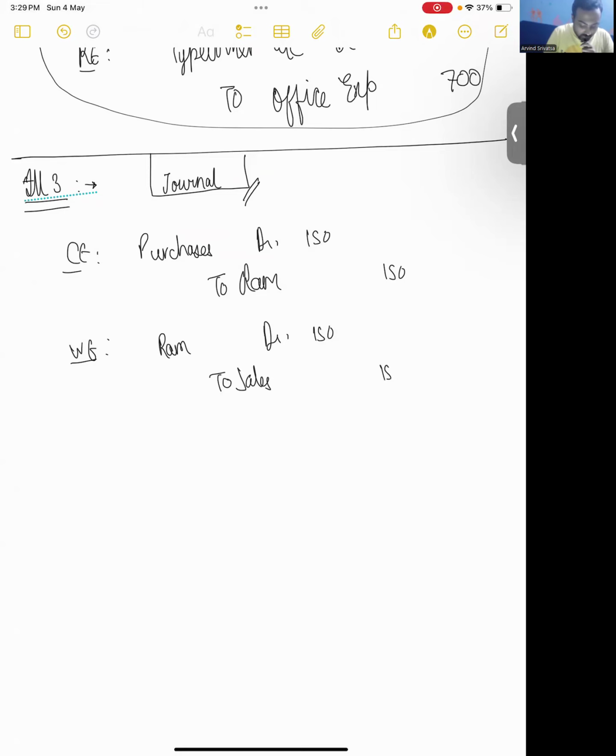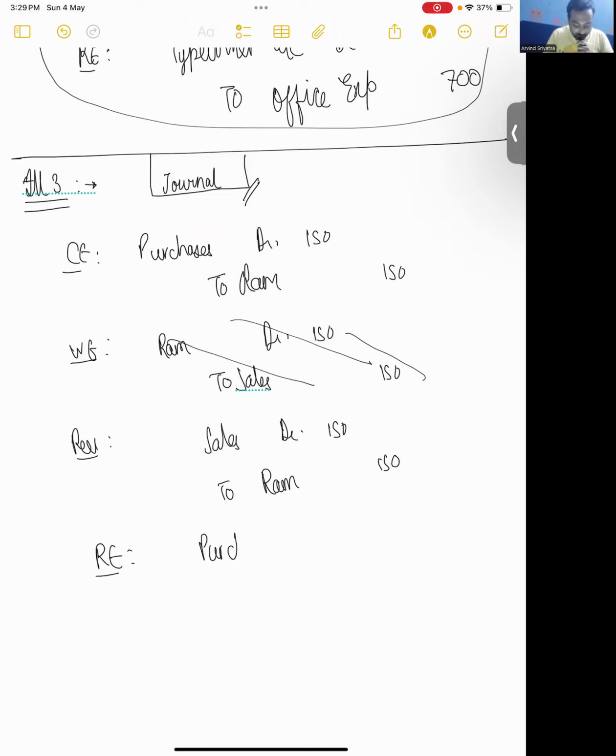So the correct entry is purchases debit 150 to RAM 150. The wrong entry is RAM debit 150 to sales 150. So reversal: sales debit to RAM 150, 150. Now just throw this in the dustbin. Don't care about this. So what is the rectification entry?